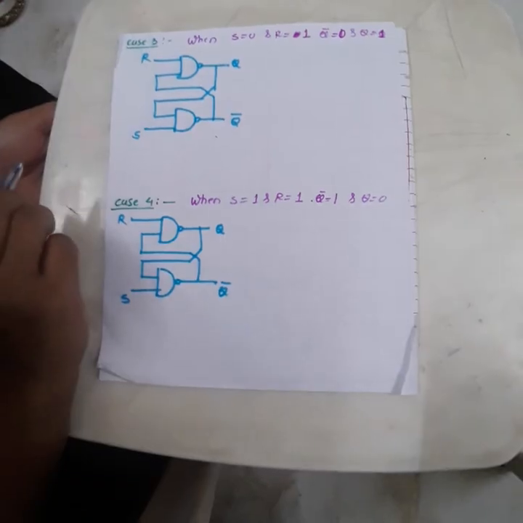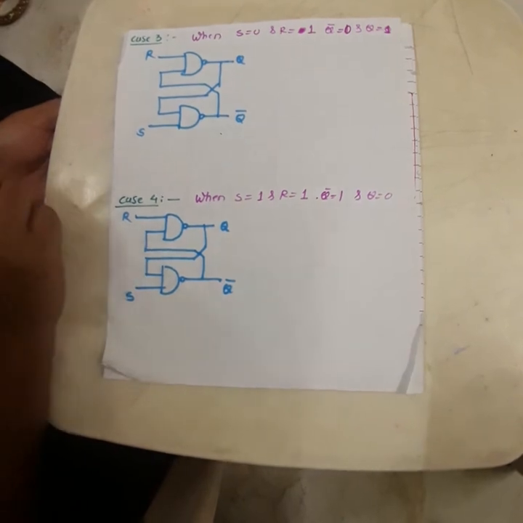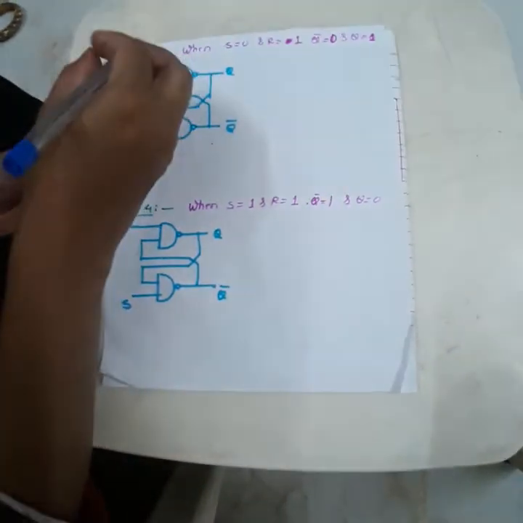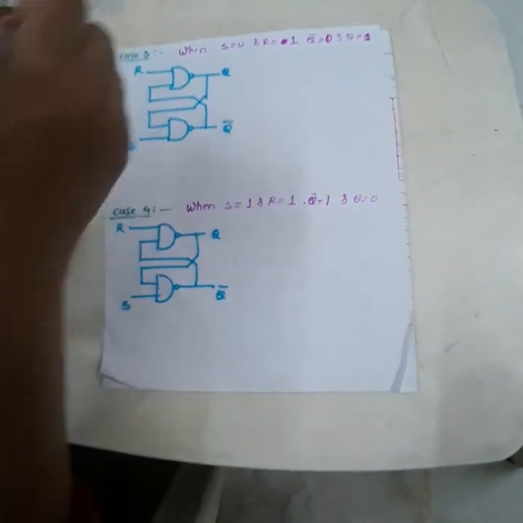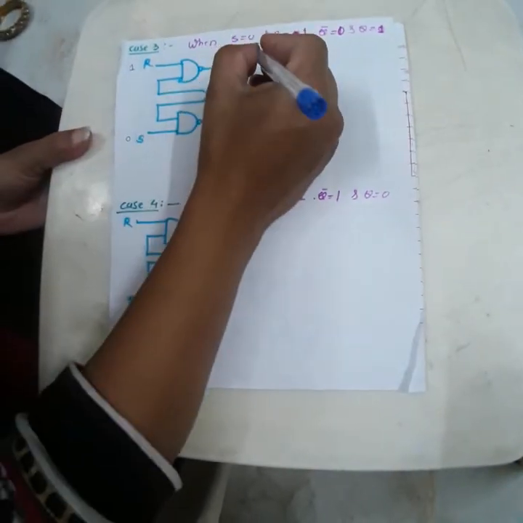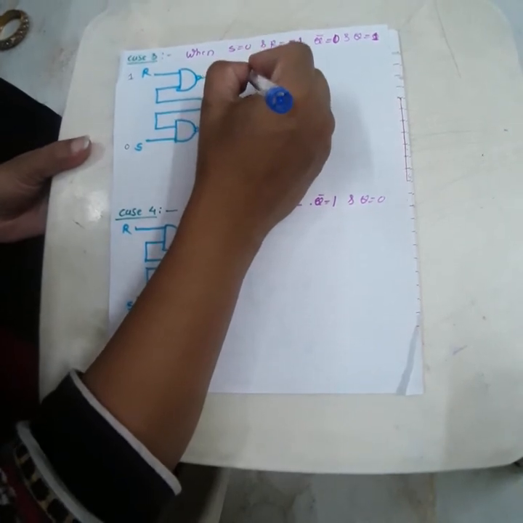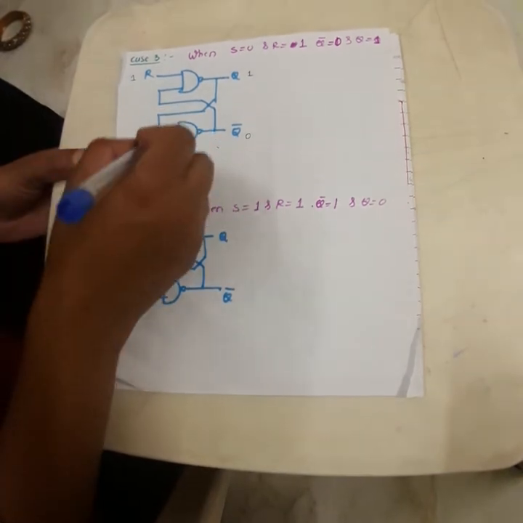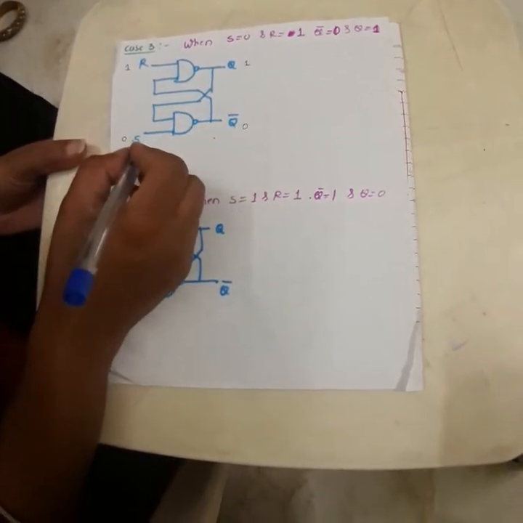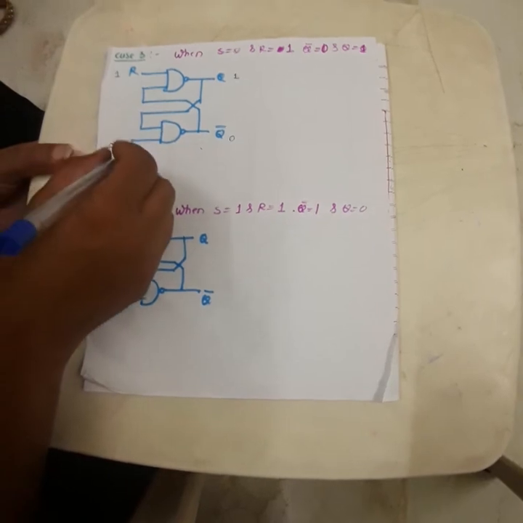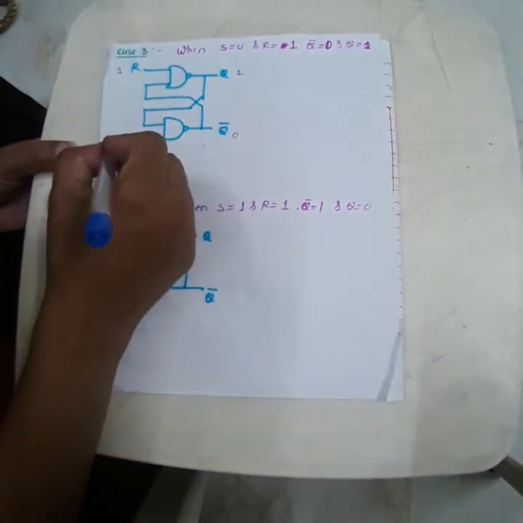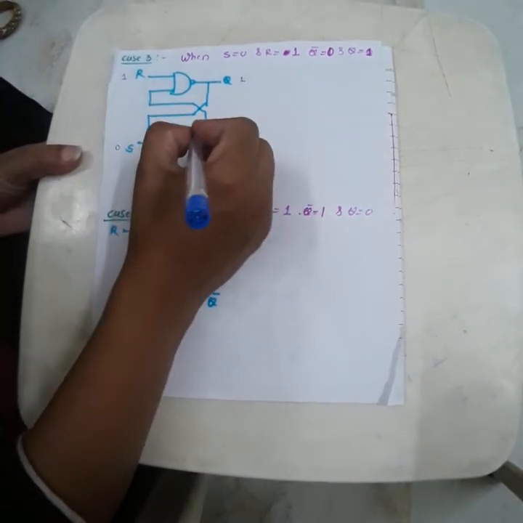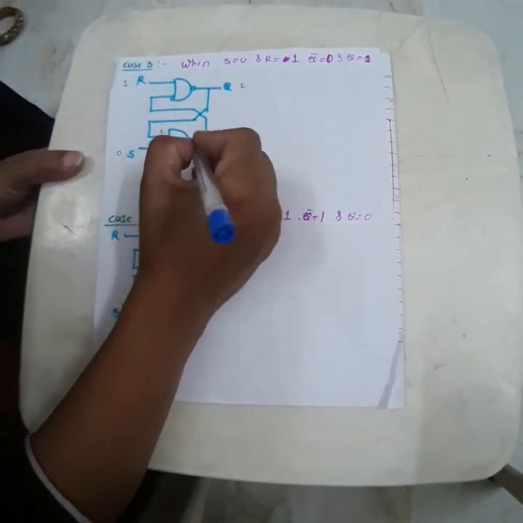Okay. Now we will check the third condition, when S equals 0 and R equals 1, Q bar equals 0 and Q equals 1. So S equals 0, R equals 1, Q equals 1 and Q bar equals 0. Now here one of the inputs is 0, so we will start from the second NAND gate. Here S equals 0 and Q equals 1, so one of the inputs is 0. So the output of the second NAND gate is 1.